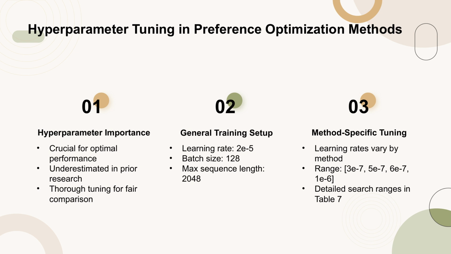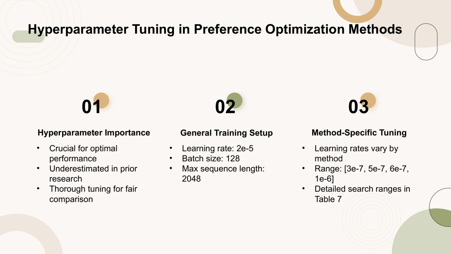For the general training setup, we use a learning rate of 2 times 10 to the power of -5, a batch size of 128, and a maximum sequence length of 2048. These settings are applied to the base training setups using the UltraChat 200K dataset. Additionally, we use a cosine learning rate schedule with 10% warm-up steps for one epoch, and all models are trained with an Adam optimizer. Method-specific training hyperparameters vary significantly and greatly influence benchmark performance.